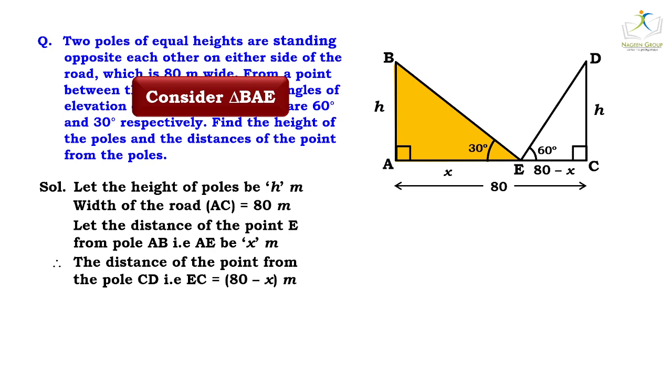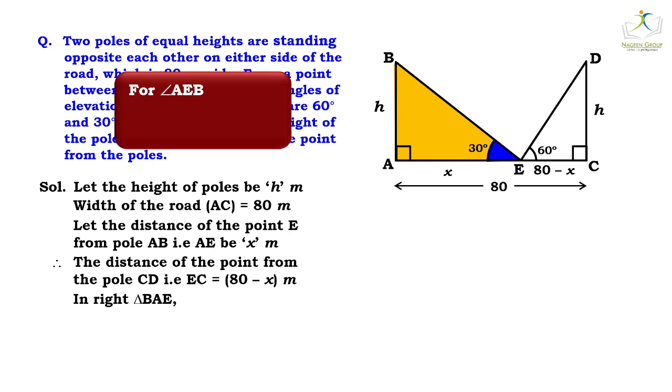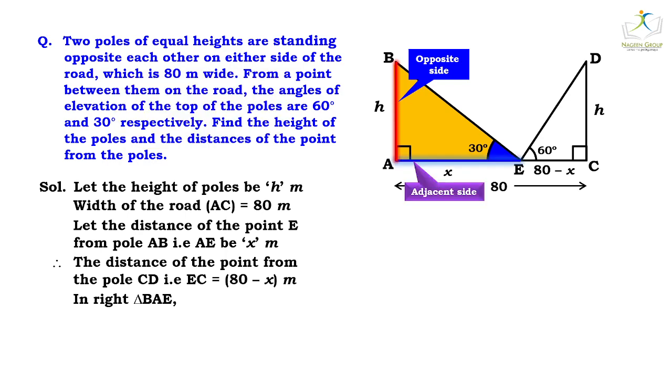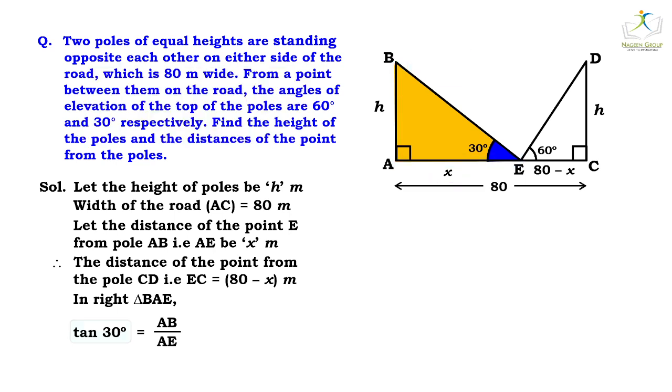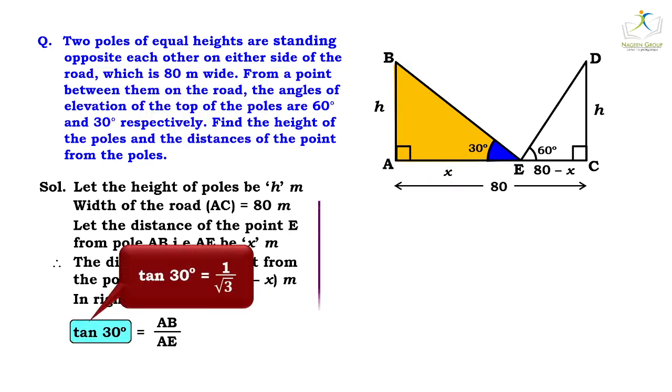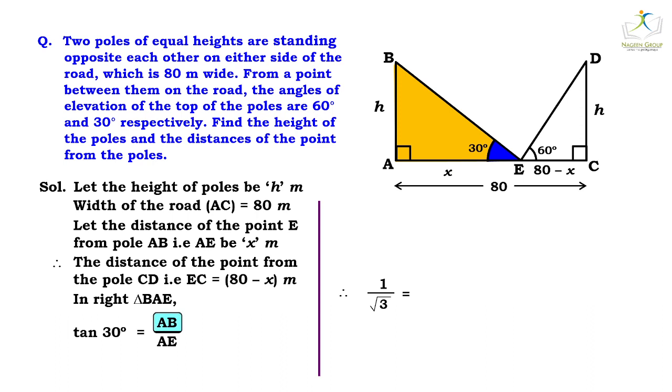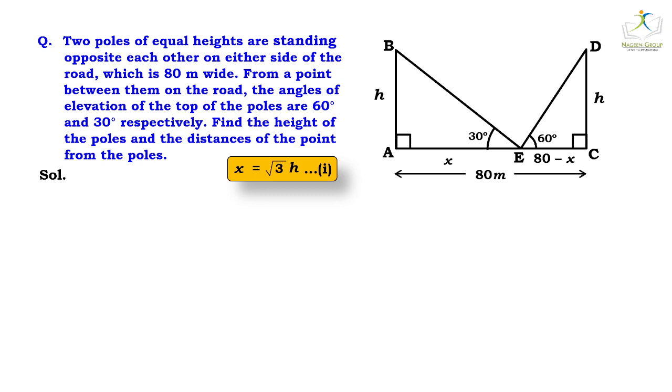Perpendicular we have, base we have, so we apply tan 30, right? Tan 30 equals perpendicular AB divided by base AE. The value of tan 30 is 1/√3, AB is h, base is x, so h equals x/√3. So x equals h√3, right?